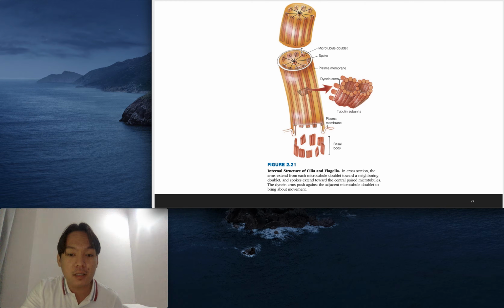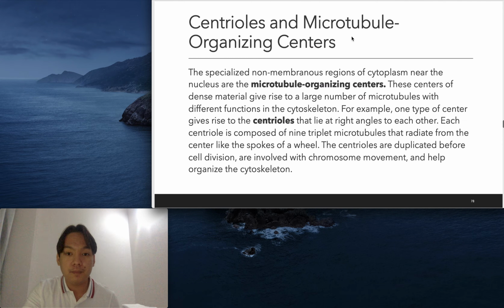So this is the internal structure of your cilia and flagella in cross section. We have here the dynein arms and tubulin subunits, and we have the basal body and the spoke, with a plasma membrane, and also a microtubule that comes into the doublet.